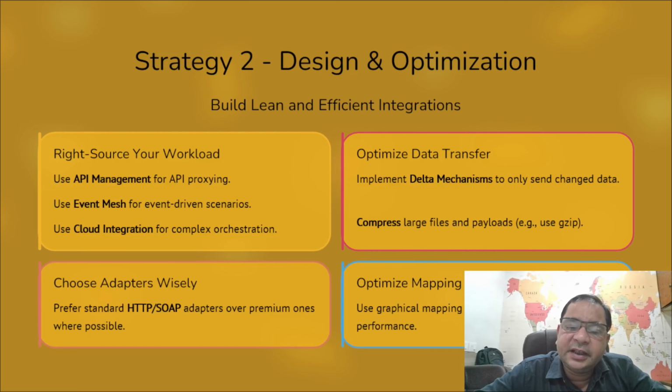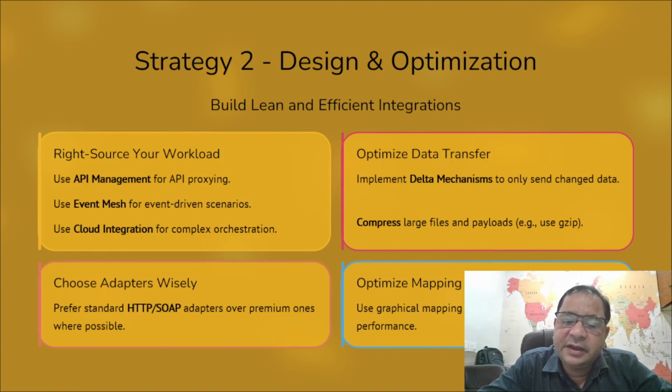And then optimize mapping logic. Use graphical mapping over heavy XSLT or JSON for proper performance. Whenever you are designing, you can always check the cost and what time it is taking in the SAP BTP integration design. Use that and see which is actually better for performance, whether graphical mapping or message mapping is good.